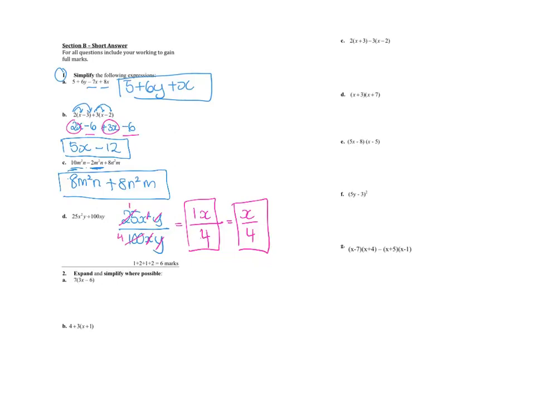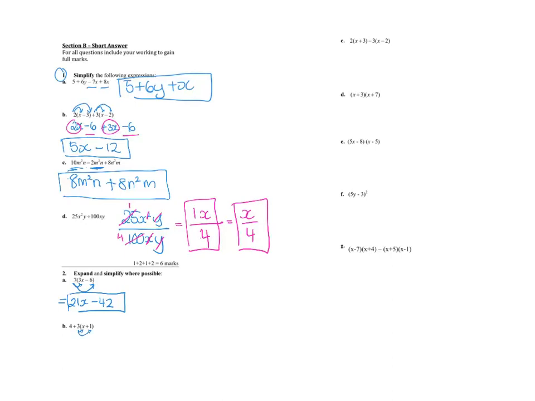Okay, so the next one's asking us to do the same, expand and simplify. So if we times the number directly outside the brackets with what's in, we get 21x, 7 times 3x, and then 7 times negative 6 is minus 42. So there we go. Now with this next one, only the 3 is directly outside the brackets.